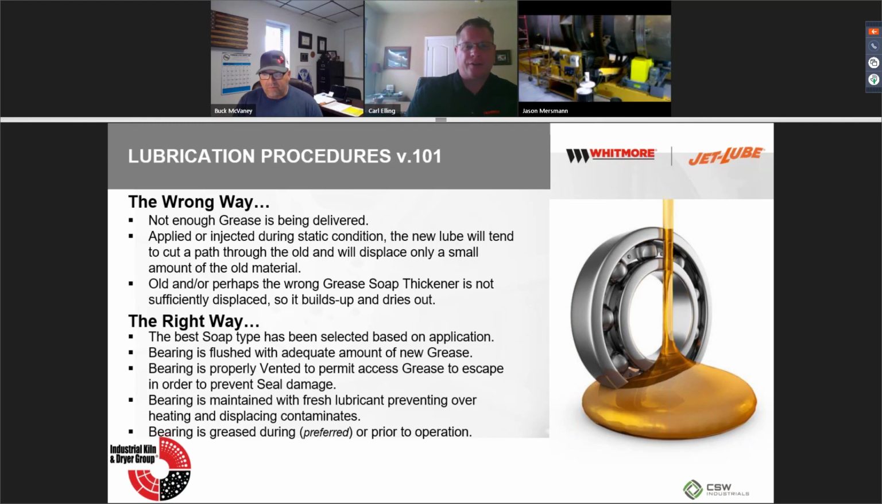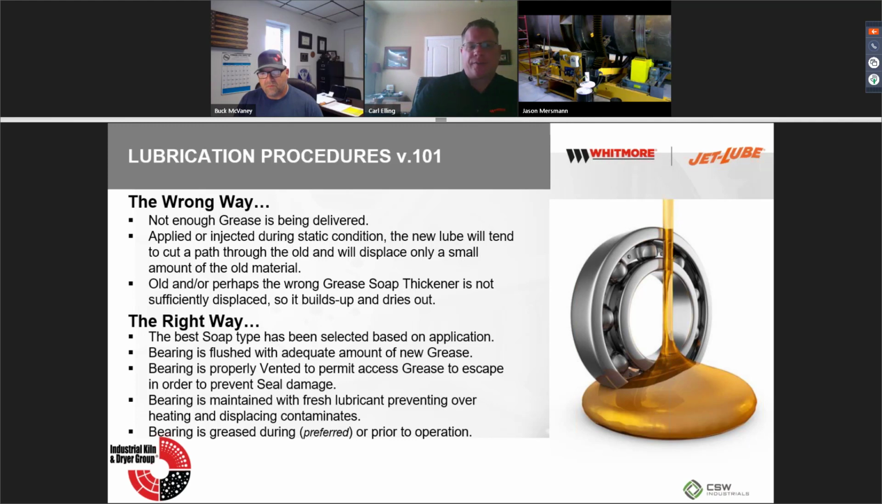So the right way: select the best soap type for the application. Typically, lithium complexes are very commonly used, and they have a wide range. But calcium sulfonate greases have higher chemical as well as water resistance, so that might be an advocate application to take. If it's a food grade application, sometimes you'll run into aluminum complexes or calcium sulfonates. So depending on what you run into in your application, the soap type does play a key contributor as far as selection for the grease.